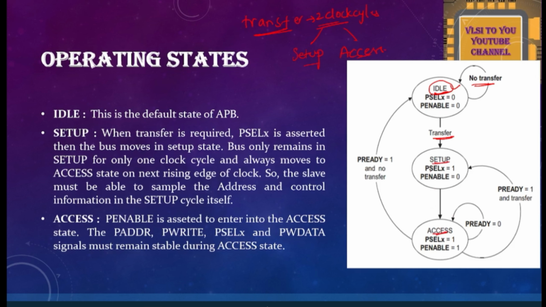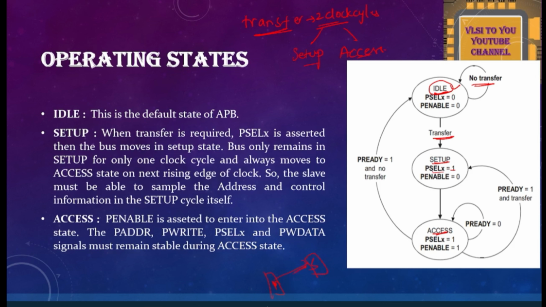So in the setup, what happens? The entire thing won't go in one go itself. It will be divided into two parts. The first part is the setup phase and the second part is the access phase. In the setup phase, what happens? It will be selecting the slave. For example, this is my master and this is my slave. First the master will be selecting the slave.